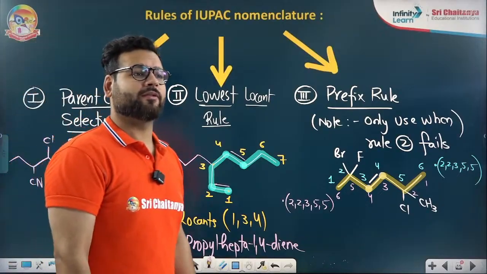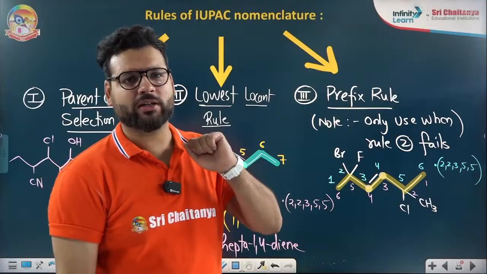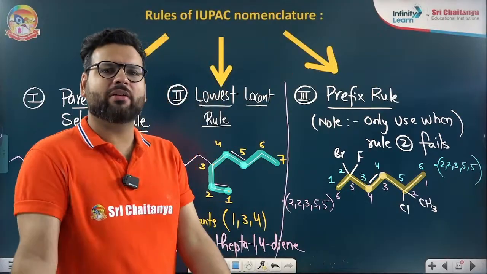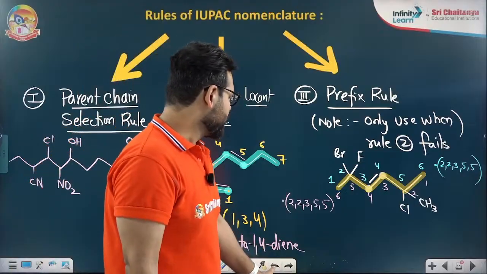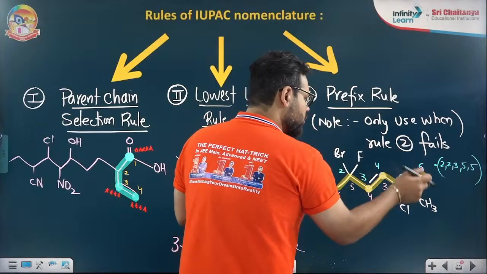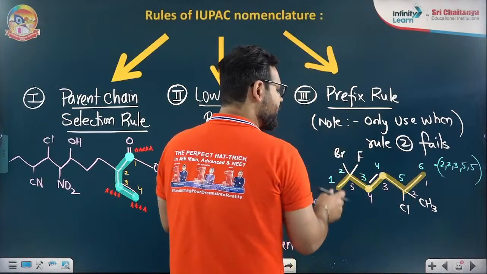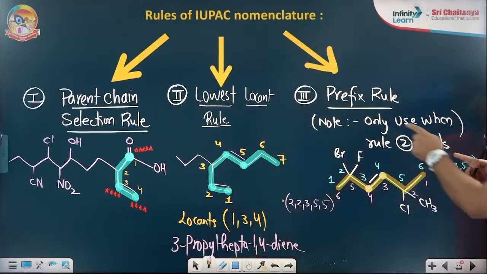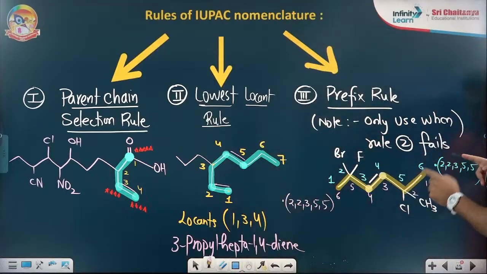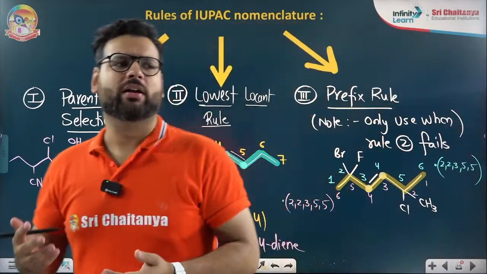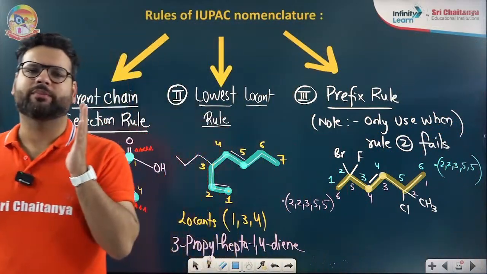So from both sides you're getting the same locants. That means if I study the rules up to here only, I will fail. I don't know what to answer. Should I answer it as 2 chloro, 2 methyl, 5 fluoro, 5 bromo? Or should I answer it like this: 2 bromo, 2 fluoro, 5 chloro, 5 methyl? In that case, you will require your rule number 3.